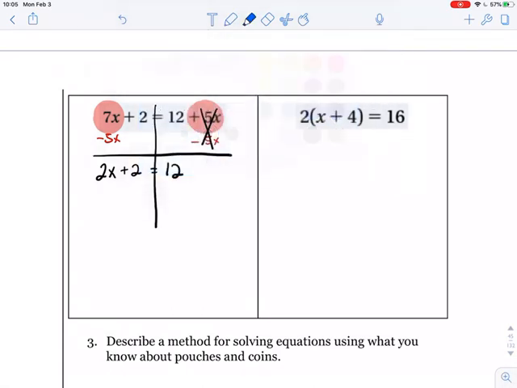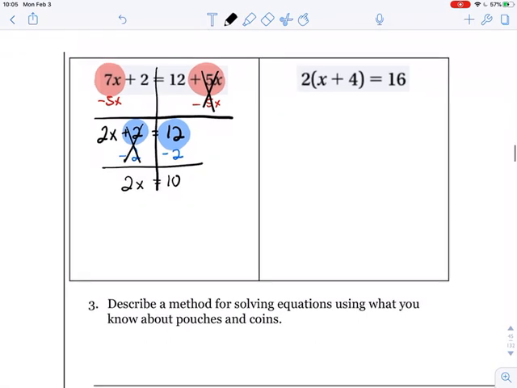Okay, now we can start moving some coins across from side to side. Okay, I'm going to take away 2 coins here. I'm going to take away 2 coins there. Again, they have to be on opposite sides of that vertical line that I drew in the very, very beginning. Okay, and we are left with, again, those need to cancel out, 2 bags and 10 coins.